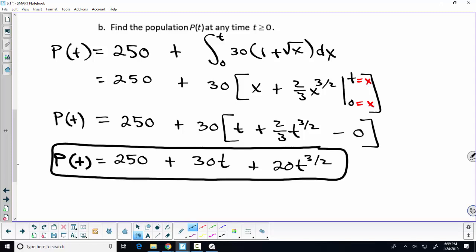So honestly, if it makes more sense to you, just skip part B first, do that, and then find P of 20 just by plugging it into this. There's really nothing wrong with doing that. Just figured at least with this way we could show, using that particular formula, but we could go either way. Are there any questions on this?